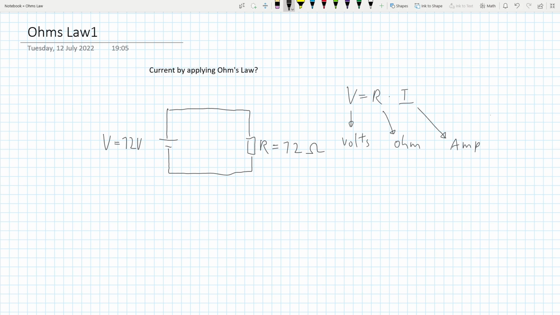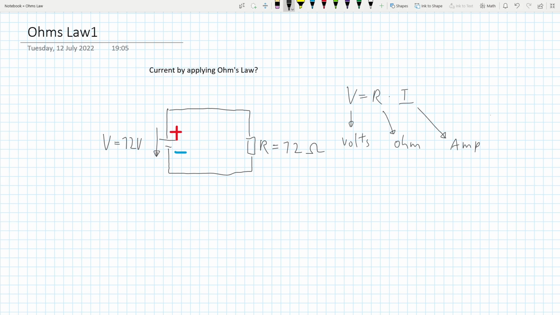Before we can start to calculate anything, we have to define our reference direction for the current and voltage. The voltage is a potential difference between 2 points. This is usually defined from the positive to the negative point. The positive point of the battery is in our case at the top. So from positive to negative, we count the voltage as a positive number at the battery.